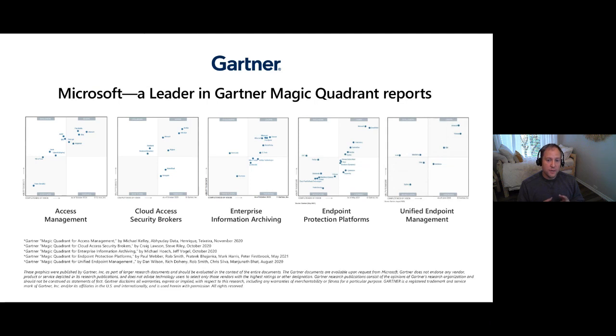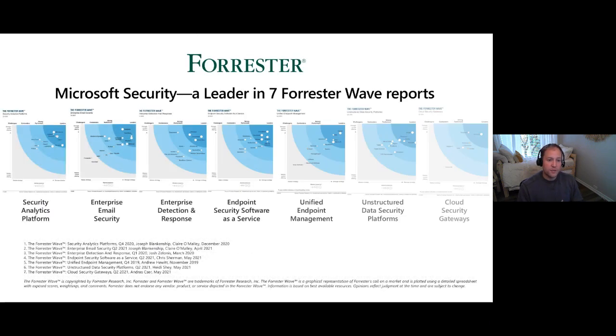So access management, cloud access security broker, enterprise information archiving, endpoint platform protection, and unified endpoint management tool. Microsoft is a leader in 5 of these Magic Quadrants. So not only are we well integrated and work across a breadth, we have these depth capabilities as well. And it's not just Gartner, we've got Forrester here as well. In Forrester, we're a leader in 7 Forrester waves: security analytics platform for Sentinel, Azure Sentinel, enterprise email security, and on and on, you can see here. So really, continuing to make massive investments in bringing these categories together and being the best in each individual category.